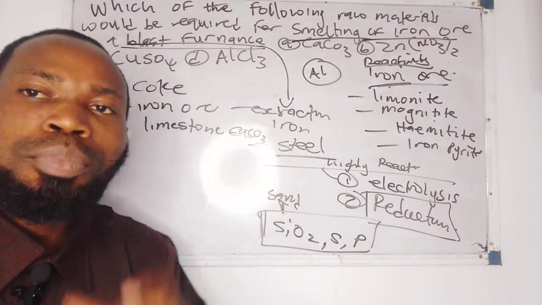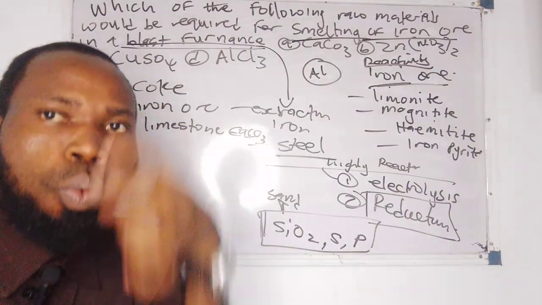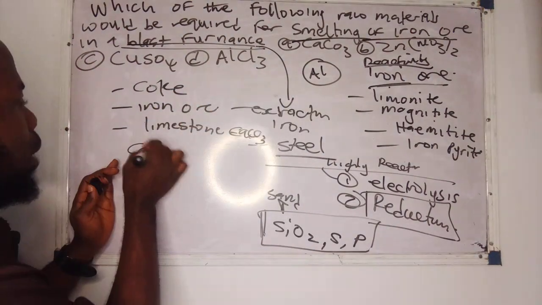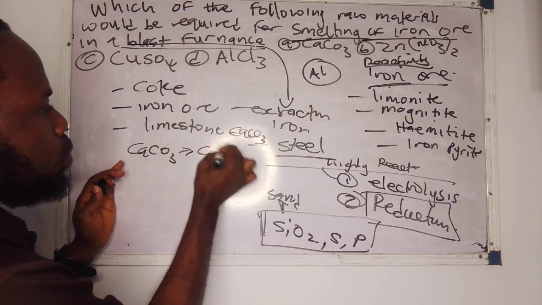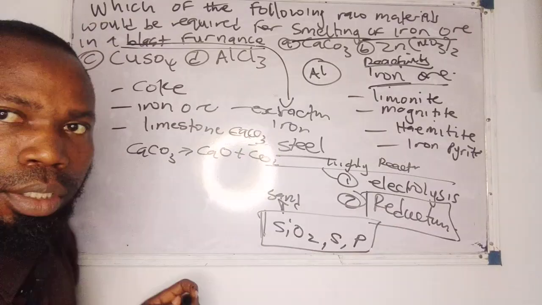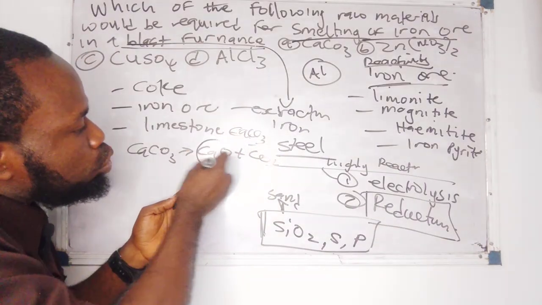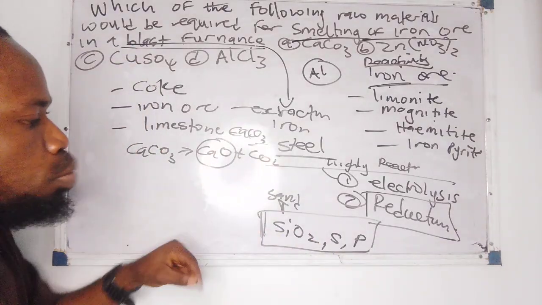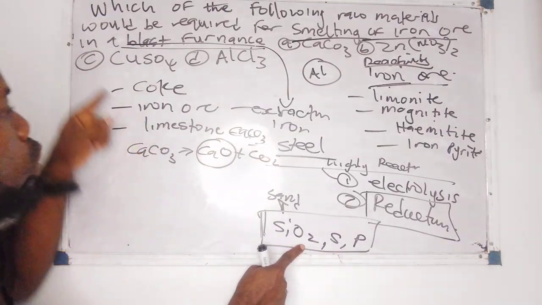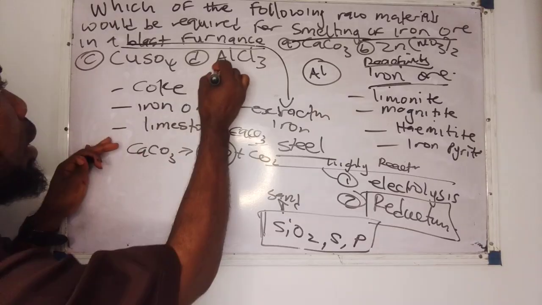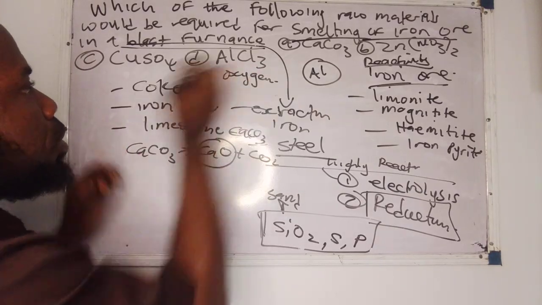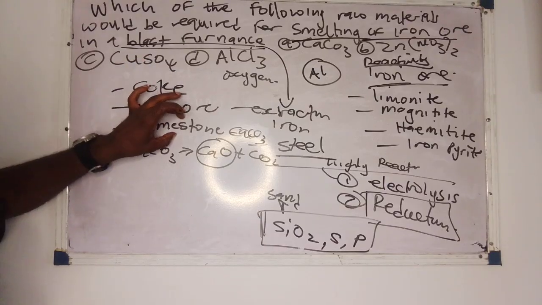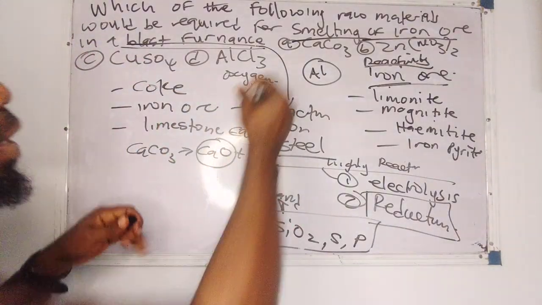Now ladies and gentlemen, I'm not after the answer alone. I want to check what this limestone is used for. First off, this limestone breaks down to form calcium oxide plus carbon dioxide. Now this calcium oxide is used to remove the major impurity in iron, and who is that? Silicon(IV) oxide. We are not done with the raw materials. The other raw material that is used is oxygen, obviously. So oxygen is needed in the blast furnace, coke is needed, iron ore is needed, limestone is needed. We have already seen our answer here, that the answer is A.